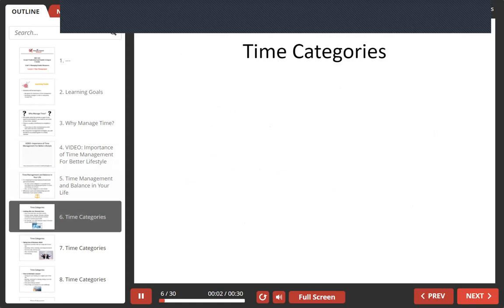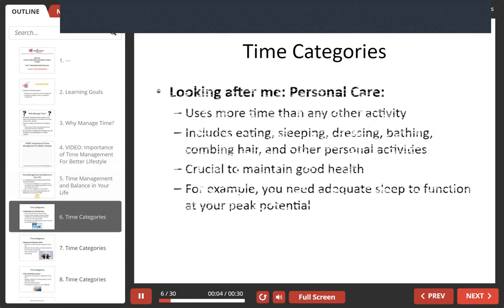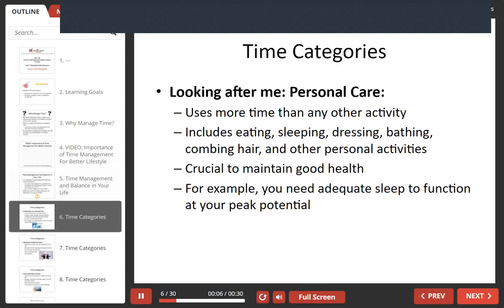So, what exactly are the time categories? There is looking after me, which is personal care. This uses more time than any other activity. It includes eating, sleeping, dressing, bathing, combing hair, and other personal activities. And this is crucial in order to maintain good health. For example, you need adequate sleep to function at your peak potential.